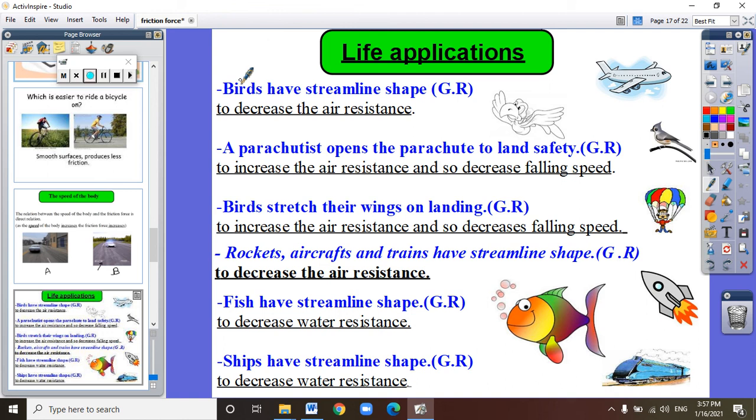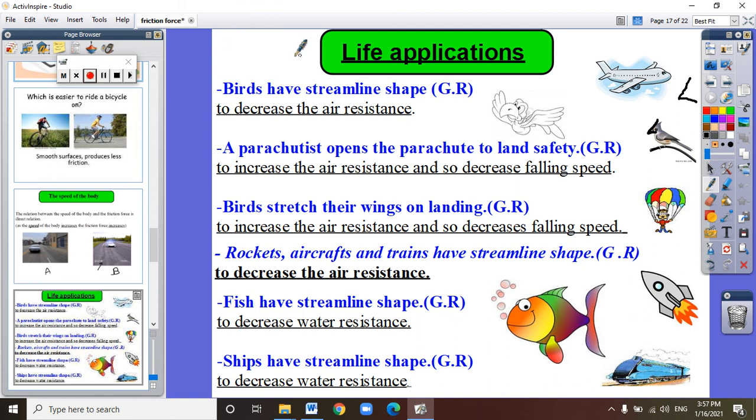Number 1, birds have a streamlined shape. What is the meaning of streamlined shape? This shape of the bird, as you can see, is a streamlined shape. Okay? Why do they have this shape? To decrease the air resistance. What is the meaning of that?